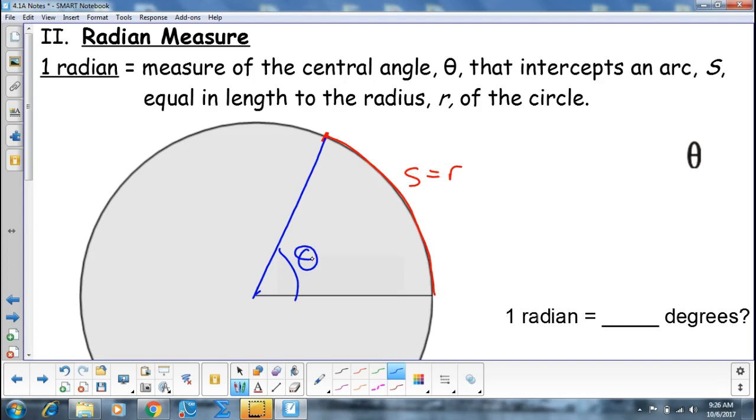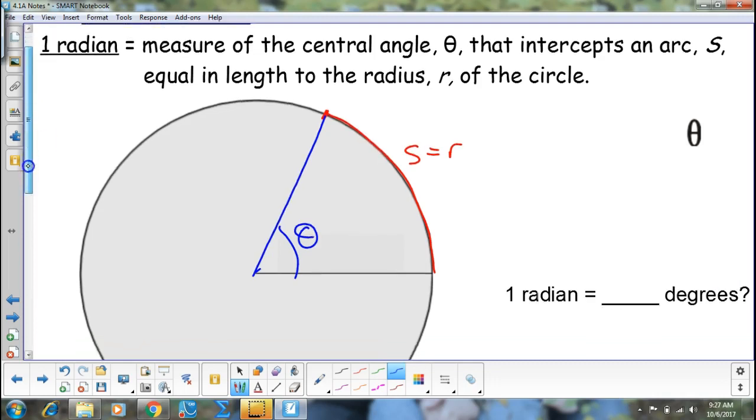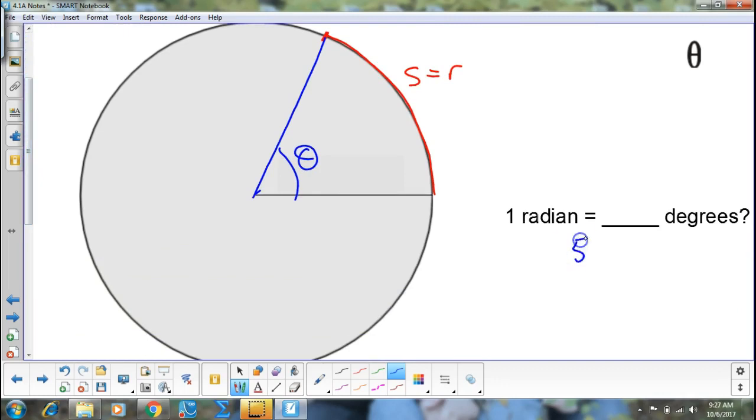Yesterday, we were kind of guessing at how many degrees a radian was. And a radian is actually 57, let me go down just a little bit. It is 57.2958 degrees if I rounded it to 4 decimals.